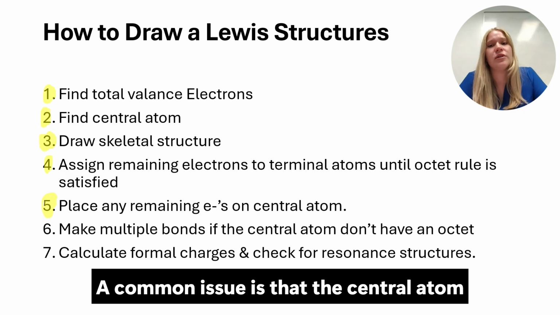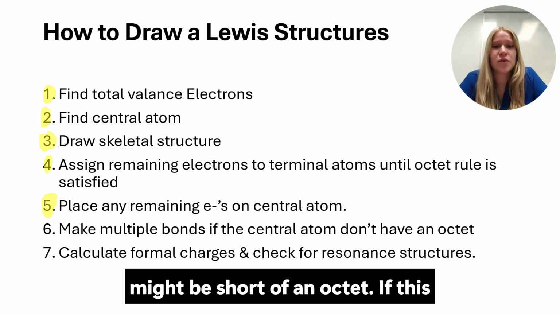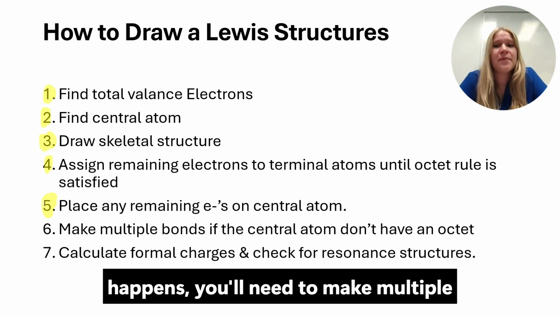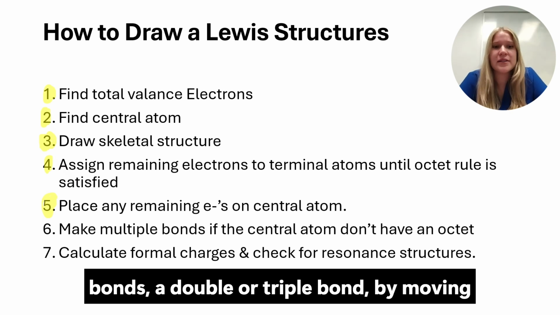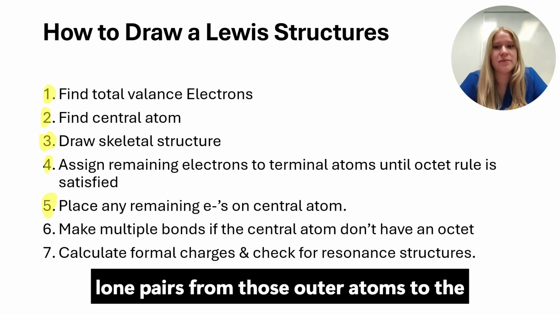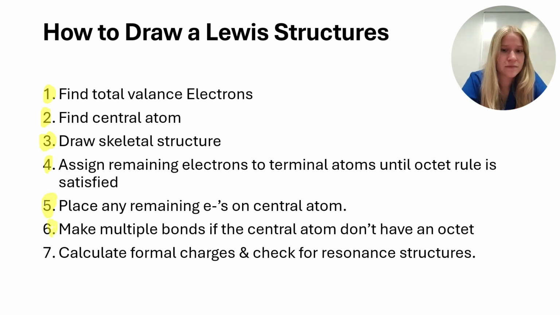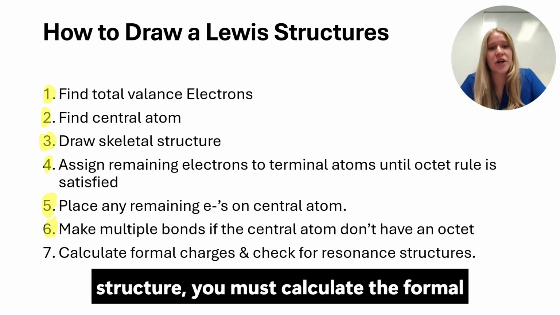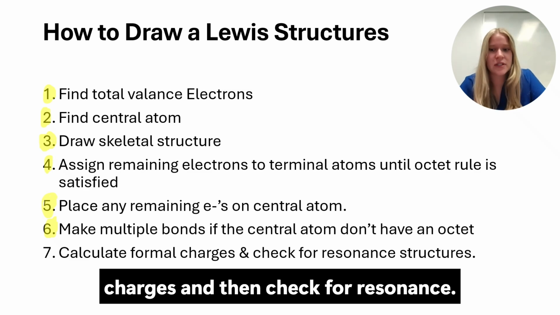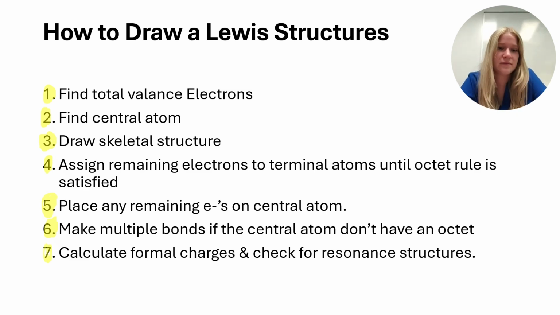A common issue is that the central atom might be short of an octet. If this happens, you'll need to make multiple bonds, a double or a triple bond, by moving lone pairs from those outer atoms to the central atom to become shared bonding pairs. To finish the process and verify your structure, you must calculate the formal charges and then check for resonance.